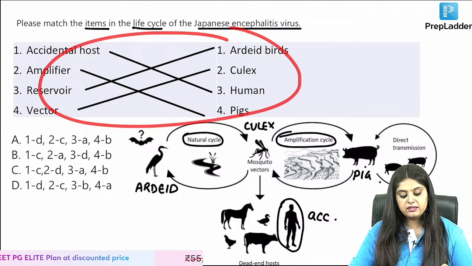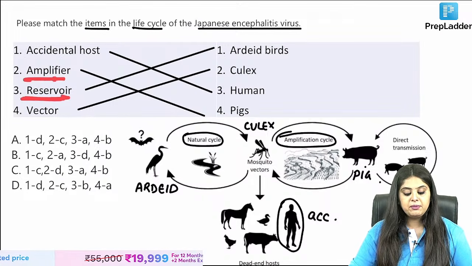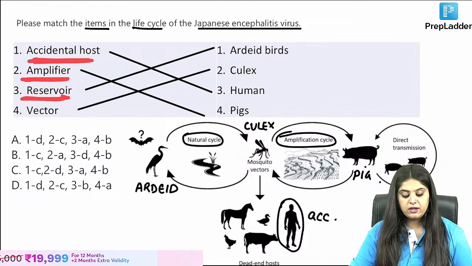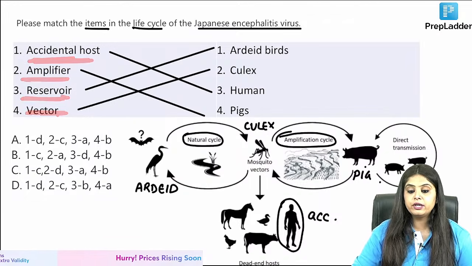So exactly, who is the natural reservoir? Bird. Who is the amplifier? Pig. Who is accidental? All of us. And who is the vector? Vector is going to be Culex.